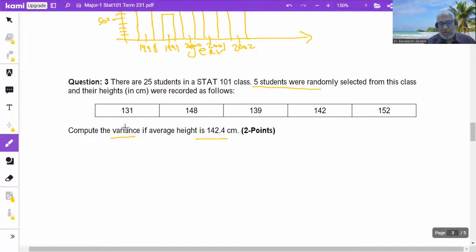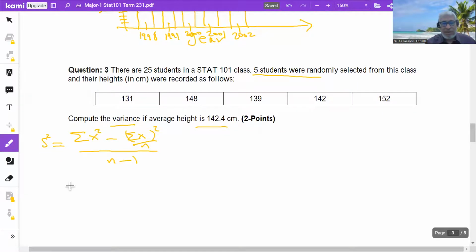There are 2 formulas to find the variance. One of them, you use the average, x minus x bar. But one of them, the computing formula, is easier. It's just summation x square minus summation x all square over n, all over n minus 1 if it's a sample. We divide by n minus 1. So all what I need to find is summation x. And summation x means I add all of these numbers, 131 plus up to 152.